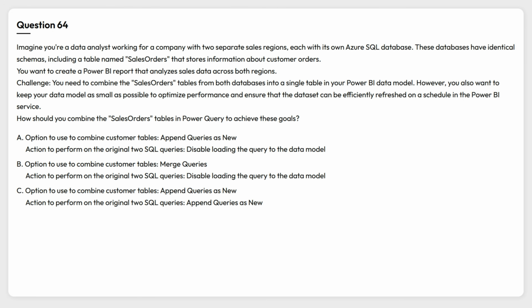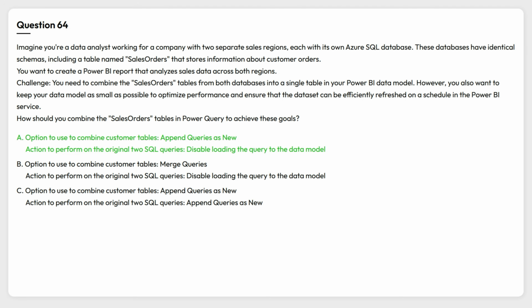Option B. Option to use to combine tables: merge queries. Action to perform on the original two SQL queries: disable loading the query to the data model. Option C. Option to use to combine tables: append queries as new. Action to perform on the original two SQL queries: append queries as new.